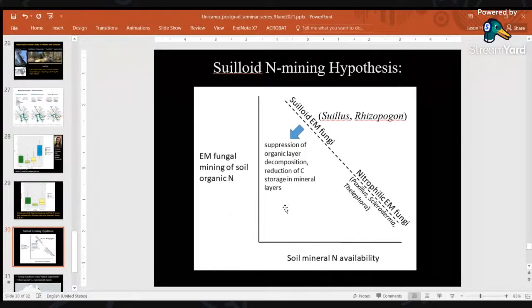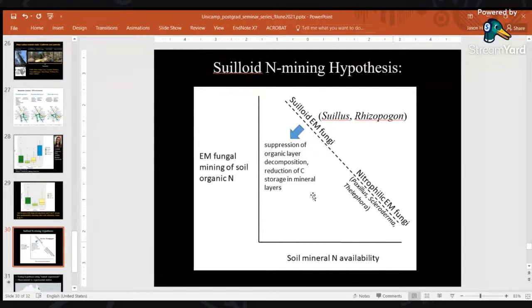And so along the x-axis here of soil mineral nitrogen availability, on the far right you have a higher abundance of these nitrophilic fungi. To the left, you have a higher abundance of suilloid fungi. And the y-axis, I should mention, is the ability of fungi to mine soil organic nitrogen, or to pull soil organic nitrogen out of the soil and pass it along to host plants. So this dashed line here is a hypothesized trade-off between organic nitrogen access and soil mineral N availability.